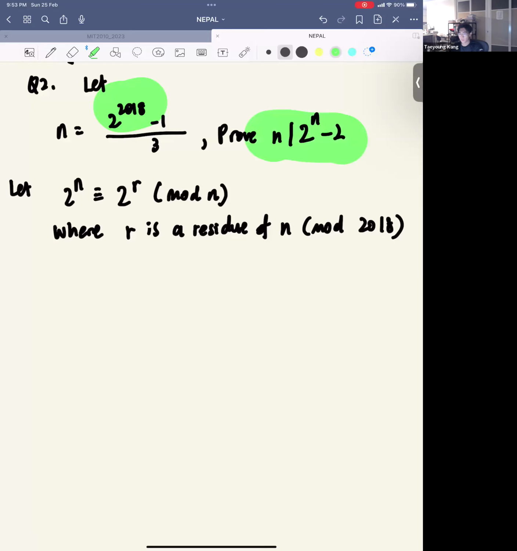And that's a very good observation because you cannot do Fermat's little theorem on composite numbers. You must only do it on primes. So we consider n mod 1009 first, and we have n is congruent to 2 to the power 2018 minus 1 divided by 3 mod 1009.